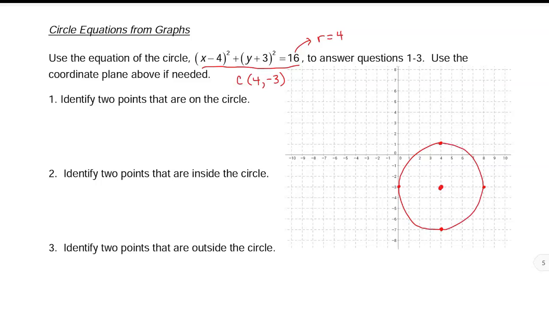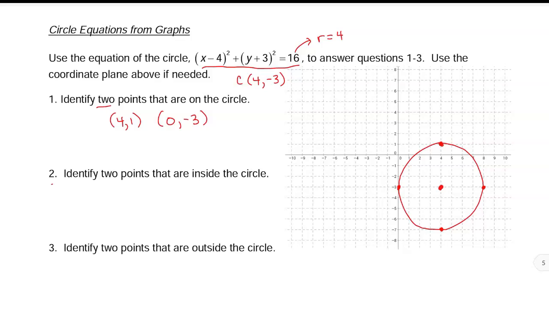Identify 2 points that are on the circle. The simplest thing to do is choose 2 of the points that we already graphed that helped us draw the circle in the first place. We drew point (4, 1), and we drew point (0, -3). So those are 2 points that are on the circle. You could have also stated (4, -7) or (8, -3). Any of those 2 points would do. Of course, there's an infinite number of points on the circle, but those ones are easy to identify.